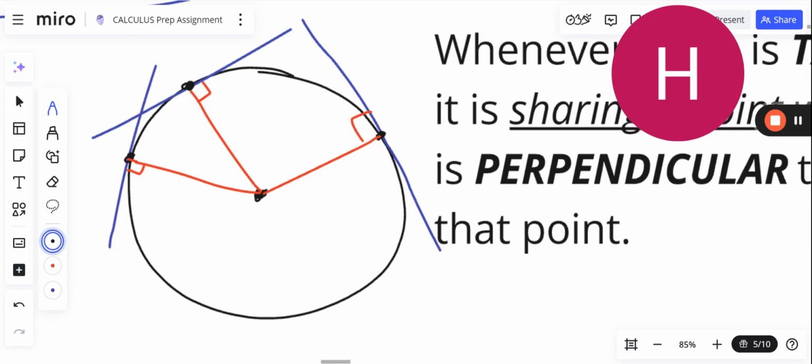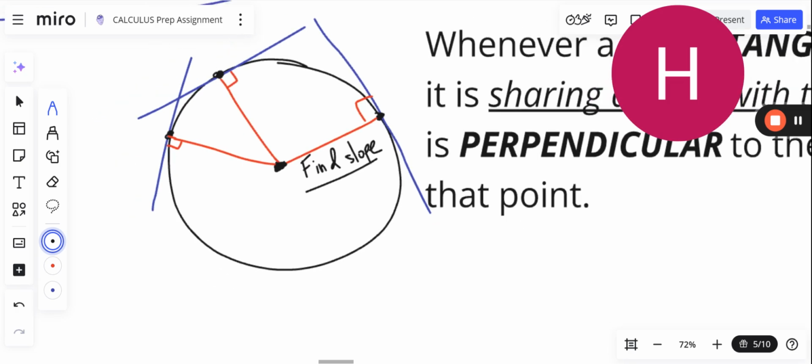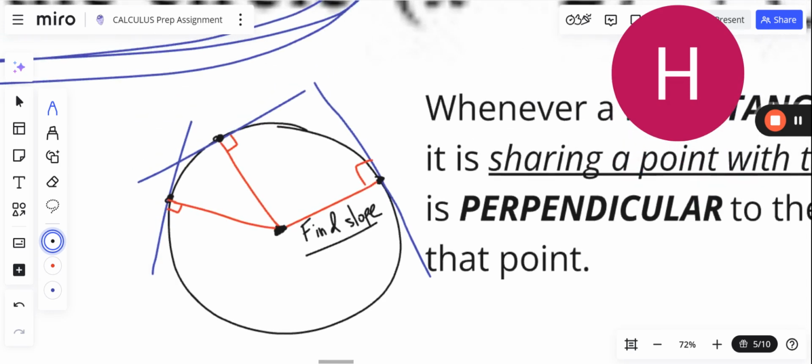So what can we do here? We can find the slope of the radius, the one that goes from the center to the given point, 8, negative 8. And then we can take the opposite reciprocal, and that'll give us the perpendicular slope, which is the slope of the tangent line. Okay.